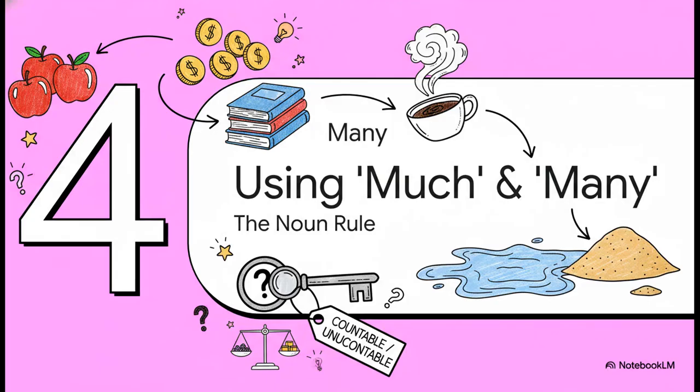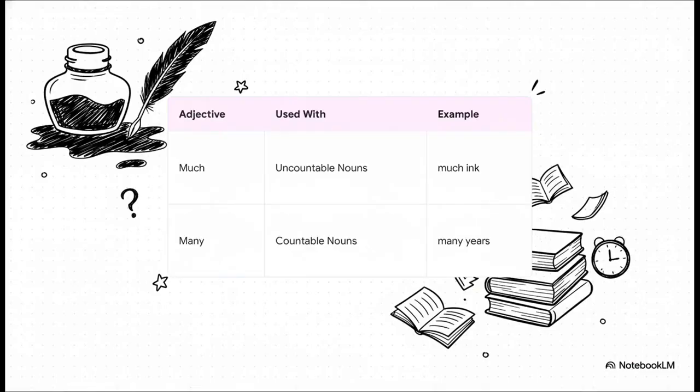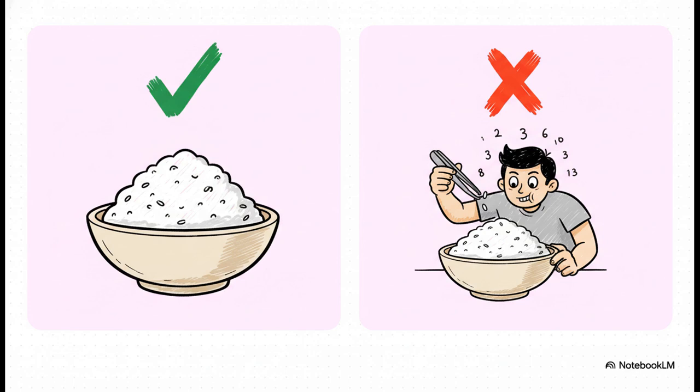Excellent. Our next pair, much and many, is a perfect example of why our master key of countable and uncountable nouns is so useful. And this illustrates the rule so clearly. Much is for things you cannot count. We use it with uncountable nouns like much ink. And many is for things you can count. We use it with countable nouns like many books. It's that simple. So before you choose, always pause and ask yourself, is the noun countable or uncountable?